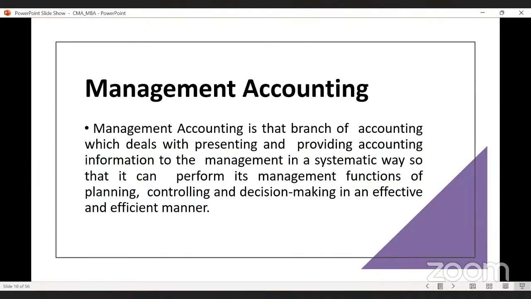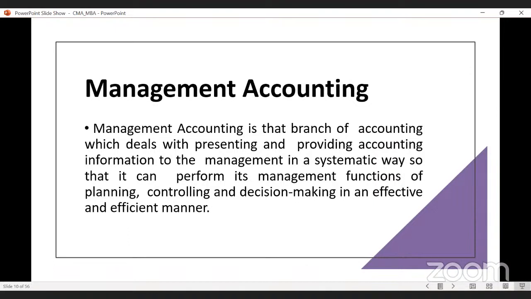So next one is management accounting. Whenever we are talking about management accounting, I can simply say that when financial accounting ends, management accounting starts. How? Because management accounting is that branch of accounting which deals with presenting and providing accounting information to the management in a systematic way so that it can perform its management functions of planning, controlling, and decision making in an effective and efficient manner.